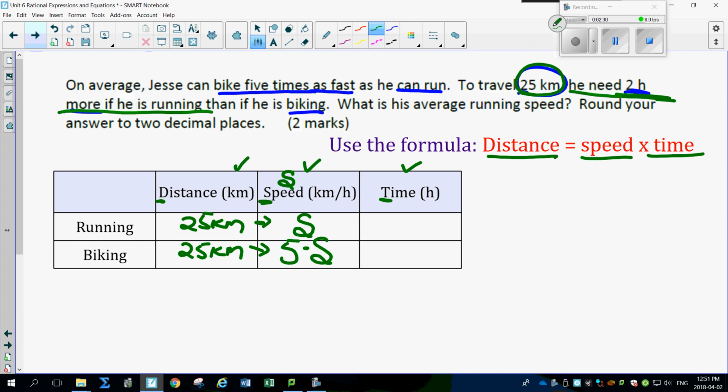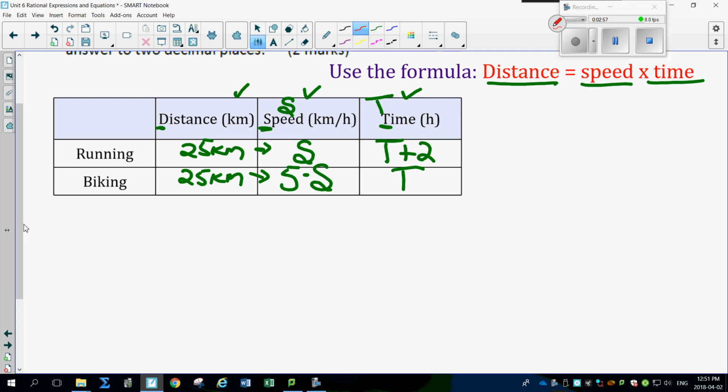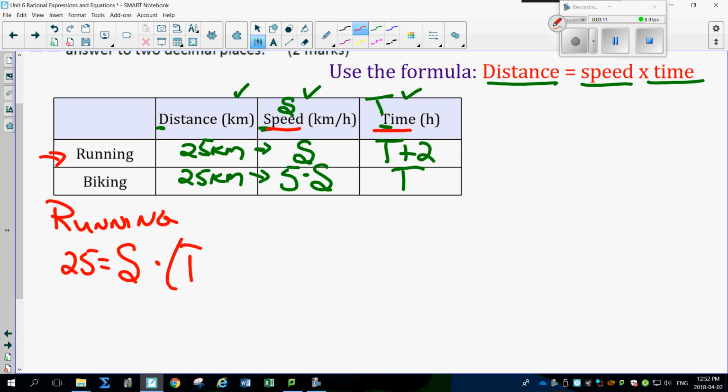So let's call time to run T. Okay, let's call it T. But now look, running, he needs 2 hours more. So he needs time plus 2 hours more. Then he's biking. Biking just takes whatever time. Running takes 2 hours more. Do you see how it's translated into mathematics now? Okay, so now out of this mess, you're going to get 2 formulas. Watch this. If you're talking about running now, let's talk about running. All right, the distance, 25, equals the speed times the time. So S times T plus 2.